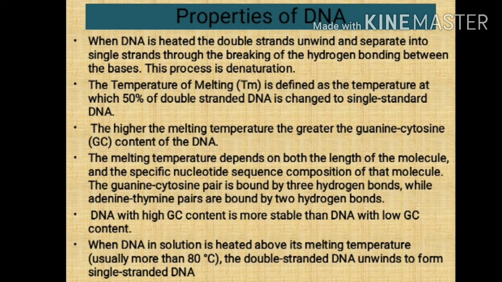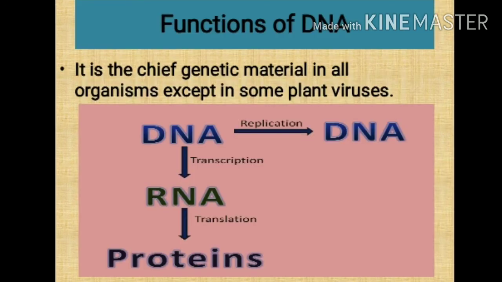If DNA contains more GC pairs compared to AT, the melting temperature is higher. A guanine-cytosine pair is bound by 3 hydrogen bonds, while an adenine-thymine pair is bound by 2 hydrogen bonds. If GC content is more, there are more hydrogen bonds, so to break more hydrogen bonds, more temperature and more time are required. So DNA with high GC content is more stable than DNA with low GC content. When a DNA solution is heated above its melting point, usually 80 degrees centigrade, the double-stranded DNA unwinds to form single-stranded DNA.